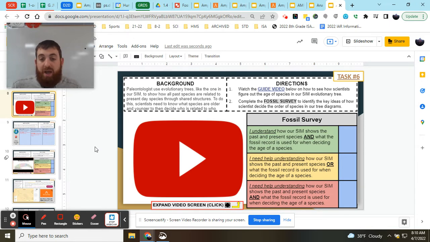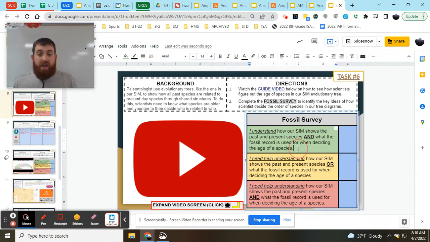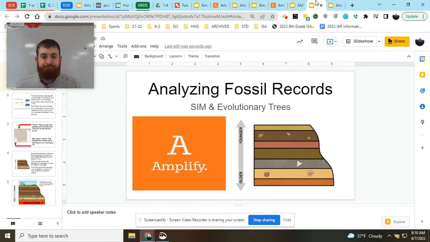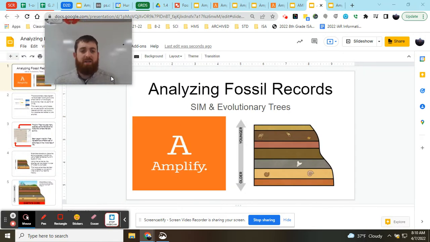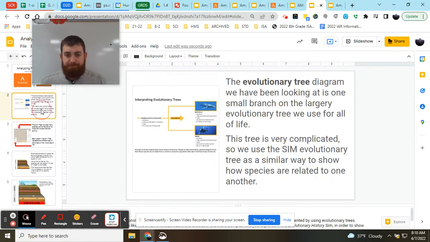And we're going to be looking at what's called the fossil record here in a second to help us understand how our SIM shows past and present species within our evolutionary tree. And we're going to be looking at what this fossil record is used for when deciding the age. So make sure you check the different areas of our survey and check in if you have questions. So let's talk about analyzing the fossil record in our SIM.